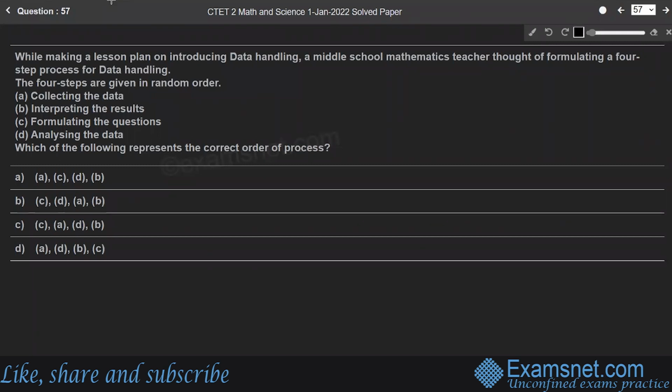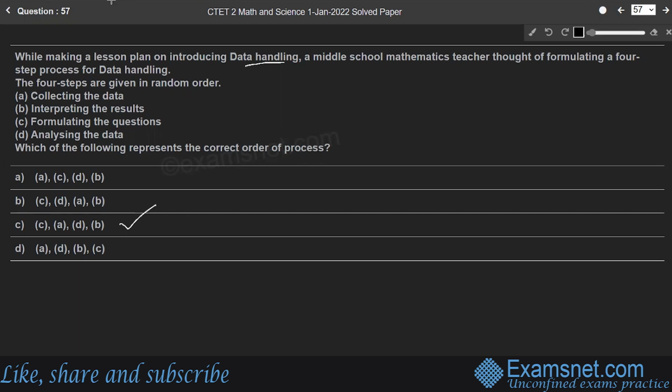Question number 57. While making a lesson plan on introducing data handling, a middle school mathematics teacher thought of formulating a four-step process for data handling. The four steps are given in random order: collecting the data, interpreting the result, formulating the questions, analyzing the data. Which of the following represents the correct order of process? Here, option C, CADB. Here, C means formulating the questions, A means collecting data, D analyzing, after that interpreting the results.